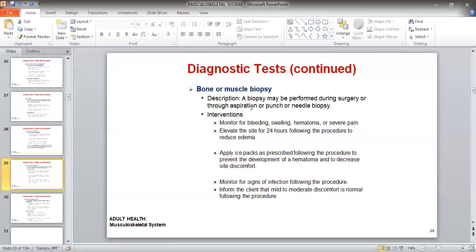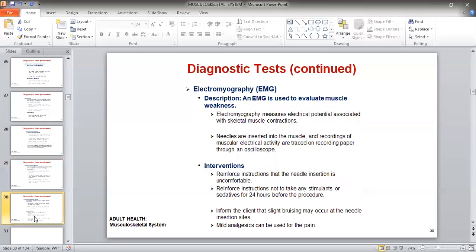Monitor the site for any sign or symptom of infection, right? The most prominent signs of infection are fever, increased local temperature, swelling, redness, and tenderness. Also inform the client that mild to moderate discomfort is very natural and should be there. But if you tell them beforehand, at least the patient will not panic.